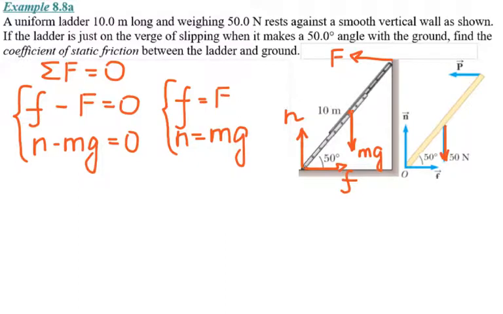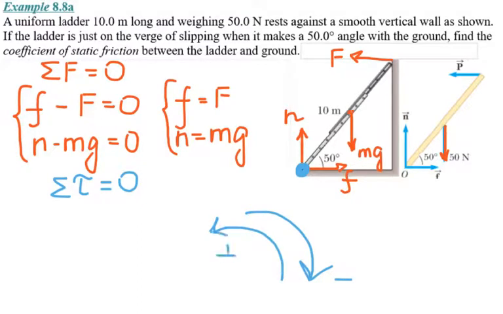And now the sum of the torques equals 0. The torque formula is force times distance times sine of the angle, right? And the distance is always from the point of rotation. So I'm going to choose this blue dot as my point of rotation. Friction times the distance, which is 0, will cancel. Normal times the distance, which is also 0 from the point of rotation, will also cancel. I also have to remember that any torque that causes an object to rotate in this way is negative, and any torque that causes an object to rotate in this way is positive.